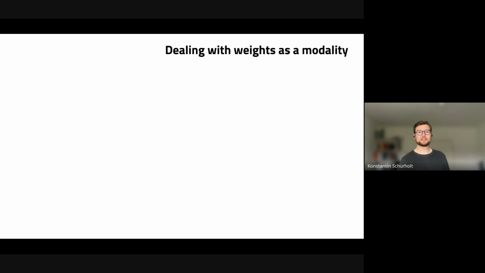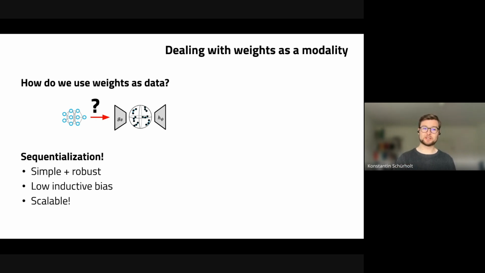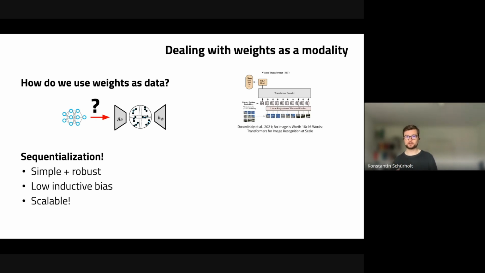So one thing I didn't discuss earlier, I did discuss the graph neural network perspective, but what I didn't discuss is how we deal with weights as a modality. So in a sense, how we fit a model into a model. The solution that we landed on is sequentialization, a bit akin to the ViT approach. I'm guessing that everybody here knows ViTs, essentially taking an image, something structured, chopping it up into chunks, and then aligning those as a sequence. Because if you have a sequence, then we can use very powerful sequence models, right?